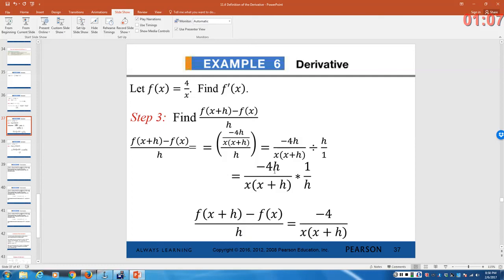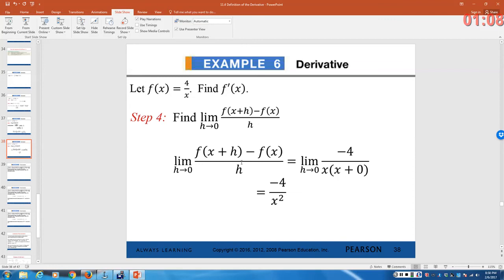So that turns out to be, the h's actually will cancel, and you wind up with negative 4 over x times x plus h, and you want to let h approach 0. But in this case, if you let h approach 0, x times x is x squared, and the negative 4 doesn't change. So there's your derivative formula. That's actually what that one is.